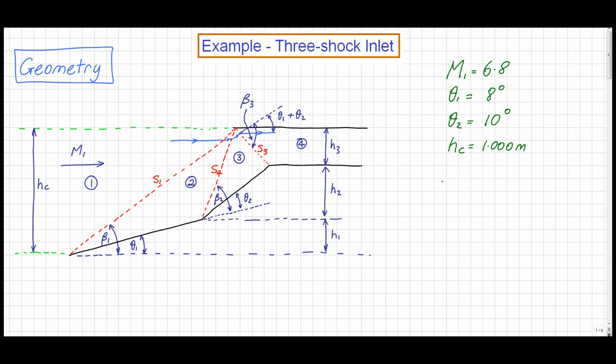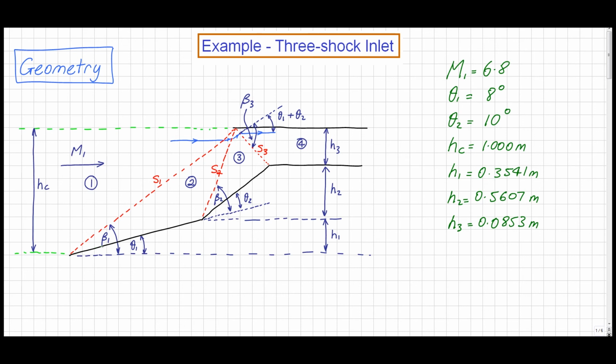So we can calculate by going into the geometry what h1 is, and that turns out to be 0.3541 meters. h2 is equal to 0.5607 meters, and h3 is 0.0853 meters.